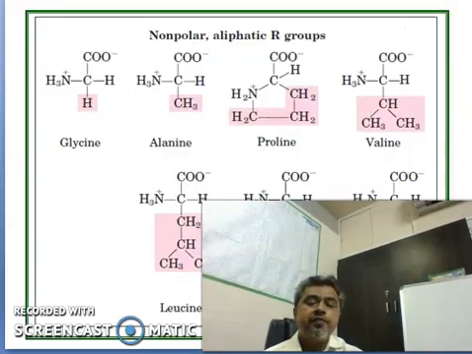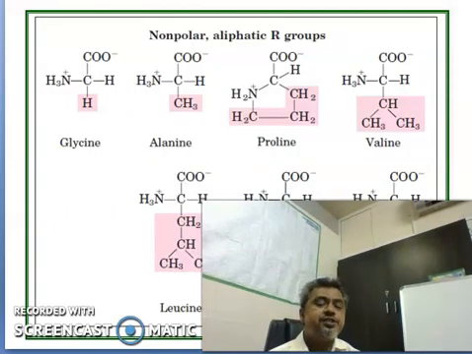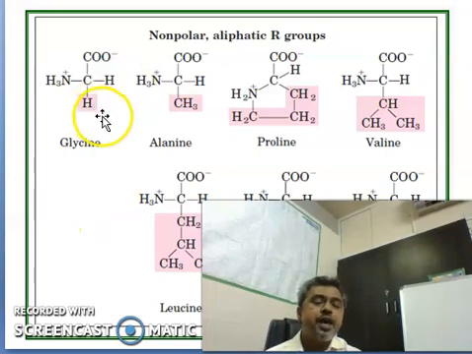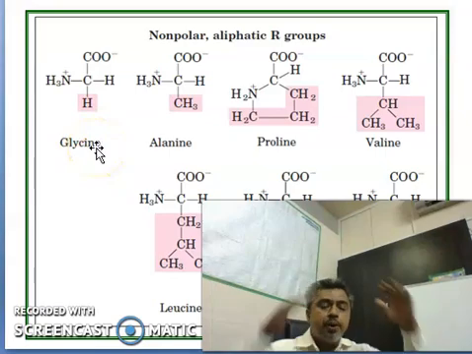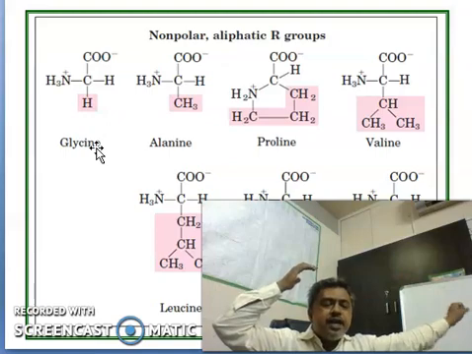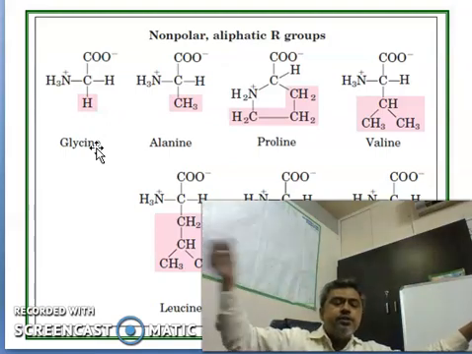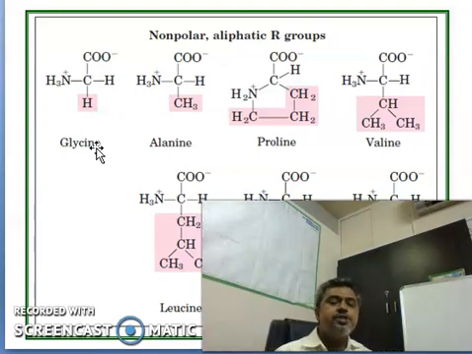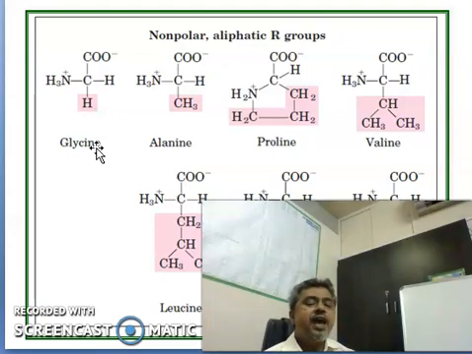First here are the non-polar aliphatics. Wherever you see the red H, that is the hydrogen. If you see the structure like a human being, the head is above, then here is NH2 and COOH, and the R group is below. So here H is the R group, so it is glycine. CH3 is the R group, then alanine. Proline has CH2 three times, the remaining structure is the same.